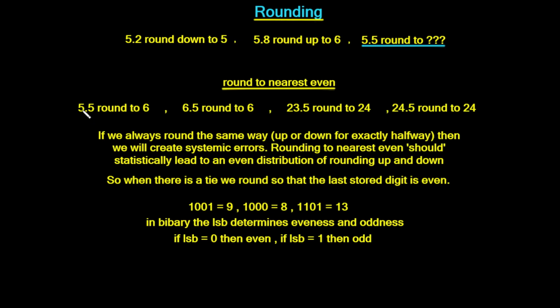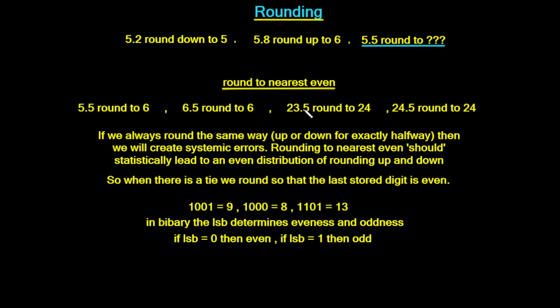So if we had the number 5.5, then what we do is we go to the integer value. If the integer value is an odd number, then we round up. So in this example here, the integer value is a number 5, which is an odd number, therefore we round it up to a value of 6. Now if we had 6.5, you can see that the integer value here is an even number. If we had an even number, then we just round down to that even number, so we get a value of 6.